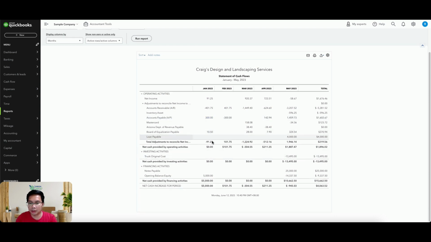Next from operating activities are investing activities. If you have bought a fixed asset, then that's a deduction. For financing activities, if you have obtained a loan or a note payable, then that's an increase in cash. And at the end, we will have net cash increase for the period. And that's the different parts of a statement of cash flow. Operating activities, investing activities, and financing activities. When you customize your report, it's always good to include your beginning balance of cash here at the end, and then add the net cash increase or decrease for the period, and you will have your ending cash balance.